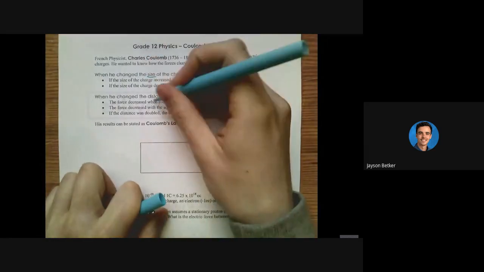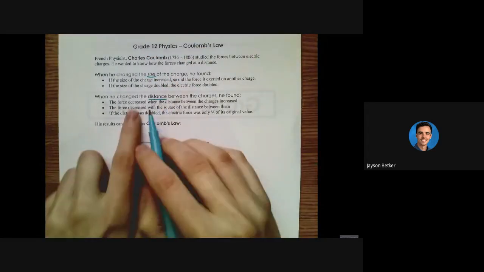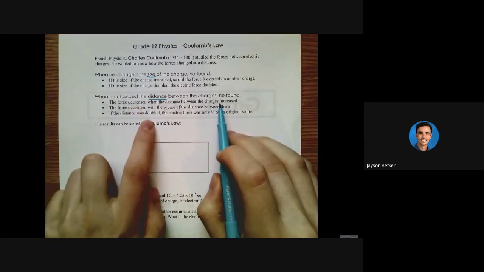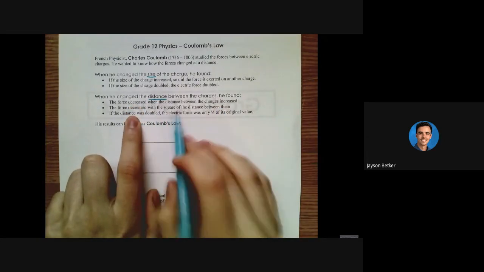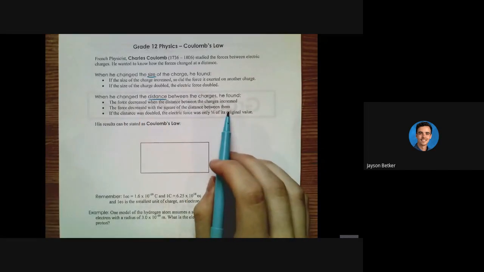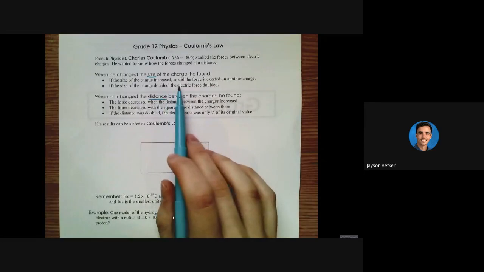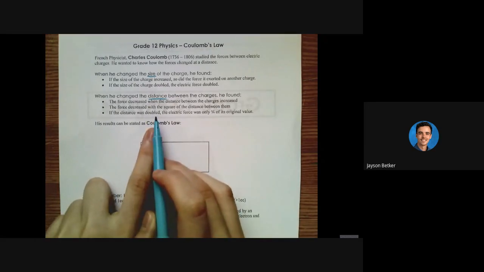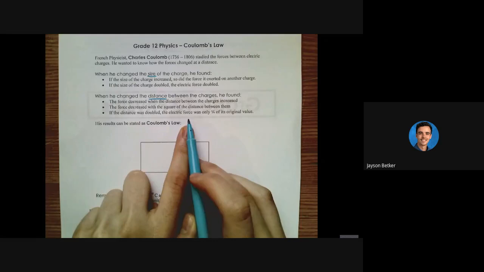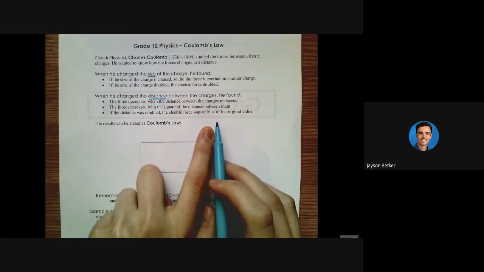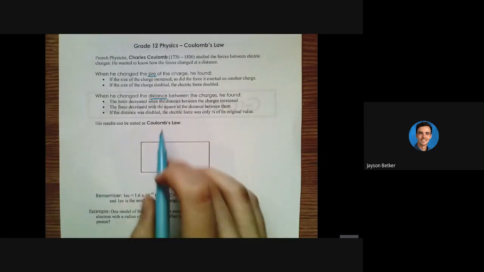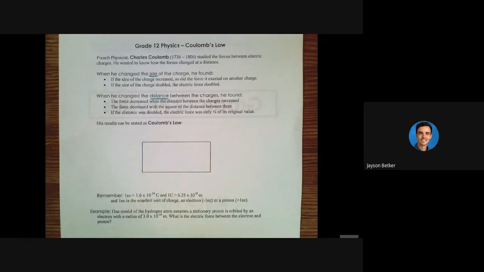And he also found that when he changed the distance between the charges, so when we're looking at distance instead of size, he found that the force decreased when the distance between the charges increased. And the force decreased actually to the square of the distance between them. So it wasn't a direct relationship like this one. It was an inverse square relationship. So if the distance was doubled, that meant that the electric force between the charges was only 1/4 of its original value. So it decreased by, sorry, not double, by the square of what the distance had changed by.